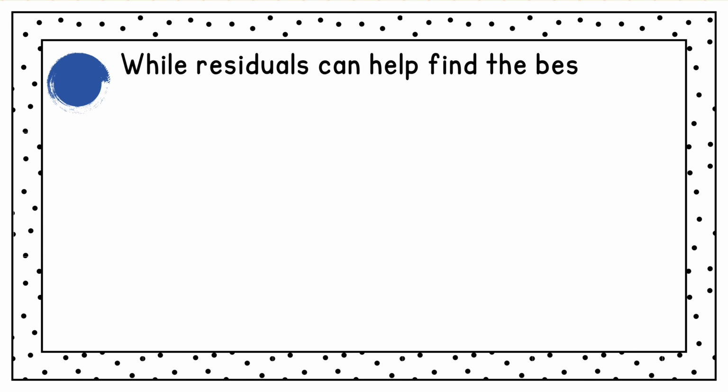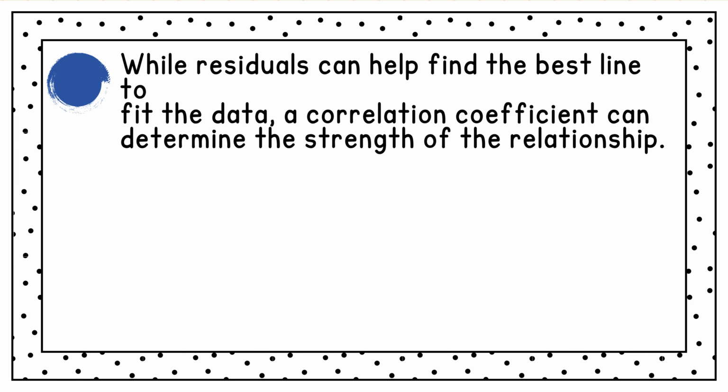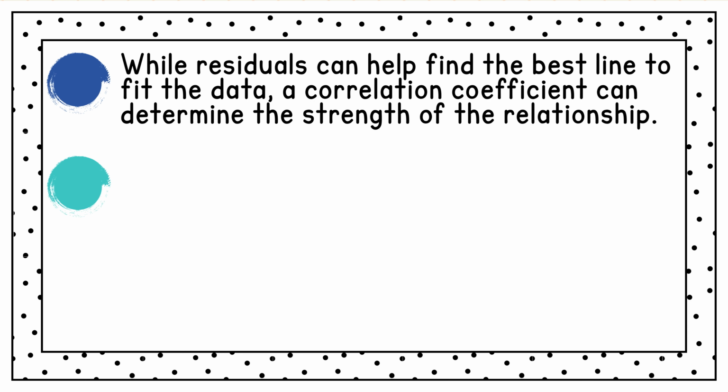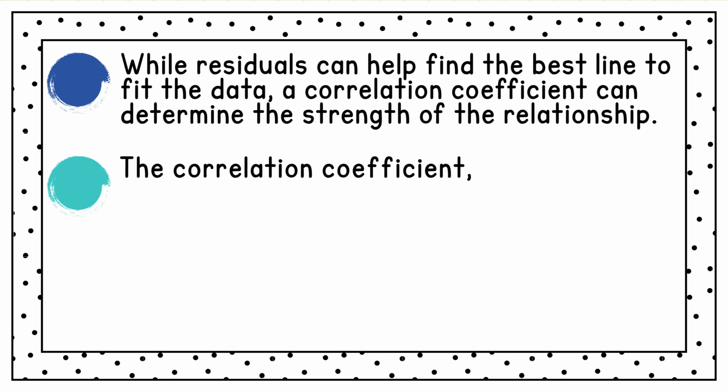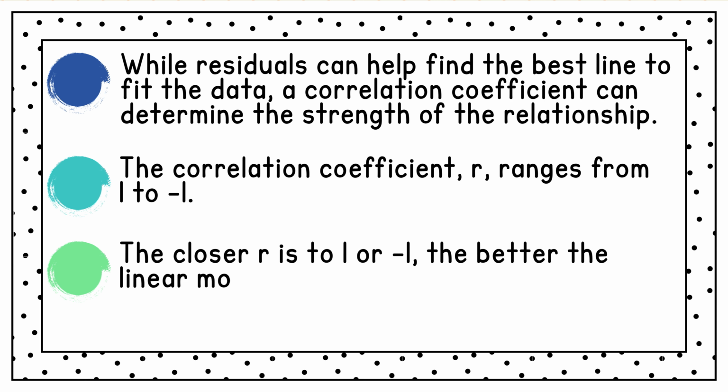While residuals can help find the best line to fit the data, a correlation coefficient can determine the strength of the relationship. The correlation coefficient, which we call R, ranges from +1 to -1. The closer R is to 1 or -1, the better the linear model fits the data.